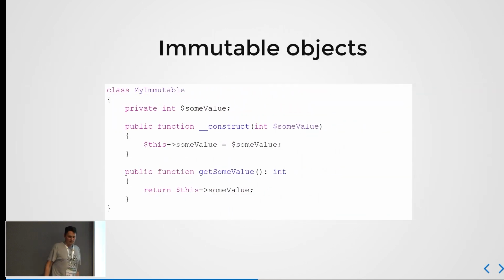And the other thing which I already mentioned was the immutable objects. This is just a very simple construct here. As you can see, I can only initialize the value during construction time. After that, I'm only able to retrieve it via the getter. Okay, yeah, this sounds like a valid use case to me.